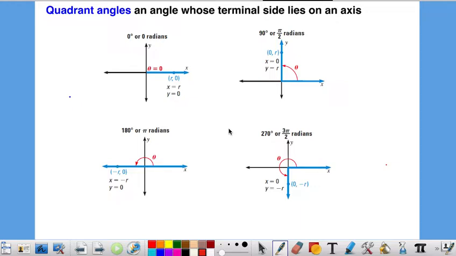So quadrant angles, we've kind of talked about already. Those are the angles formed in the coordinate plane that are like 90, 180, 270 degrees. So they're all on an axis if you're looking at the terminal side, or measured in radians, 0 radians or 2 pi technically all the way around, pi over 2, pi, or 3 pi over 2 radians. And those are helpful angles just to know. You're going to see them a lot, and especially when we're working with radians, we're going to get pretty comfortable with the idea of pi radians is 180 degrees, and pi over 2 radians is 90.